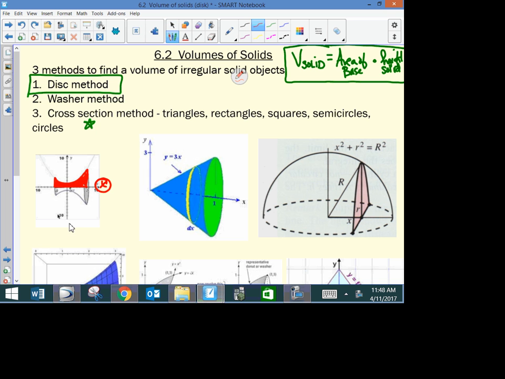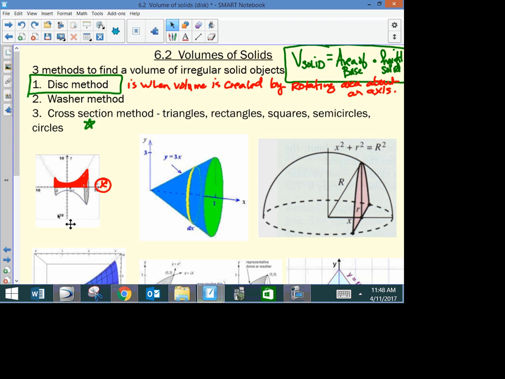The disk method is when the volume is created by rotating the area about an axis. Okay? All right, let's look at this. This is tilted. So you're basically, like with the disk method, making a section. Yes, you are. The other side, you're like one. Yes. Okay. So this is your area in here.